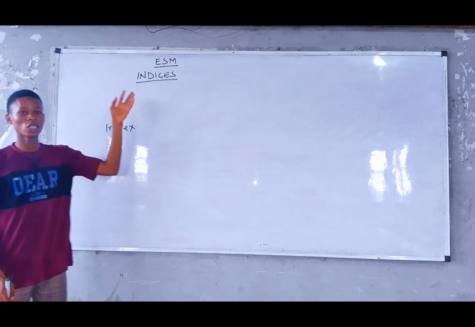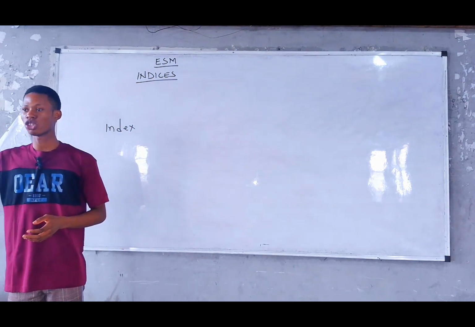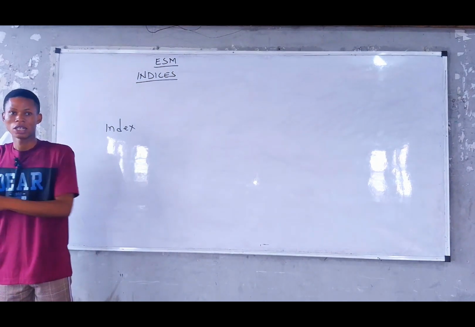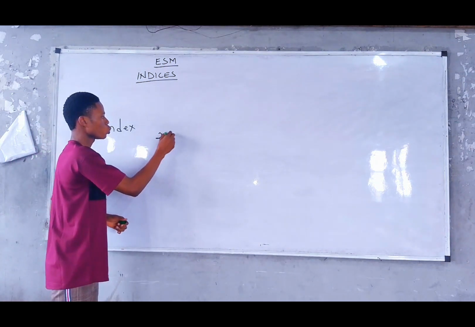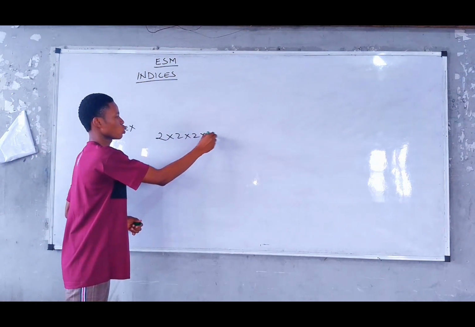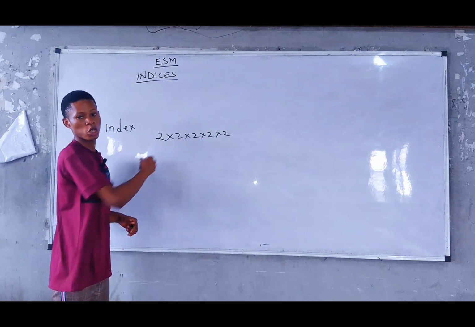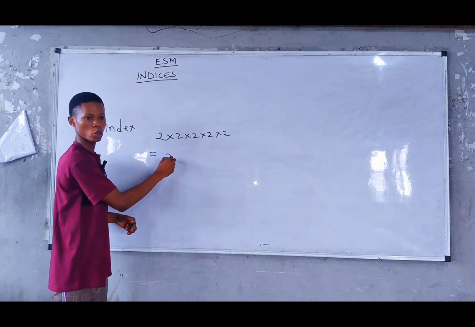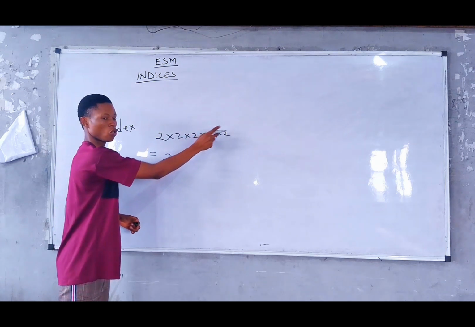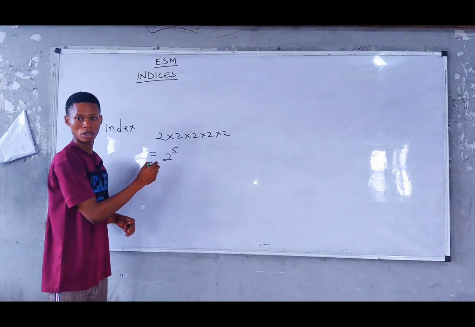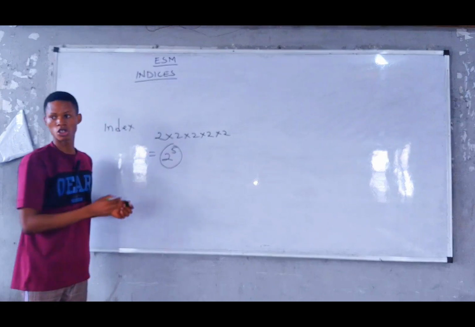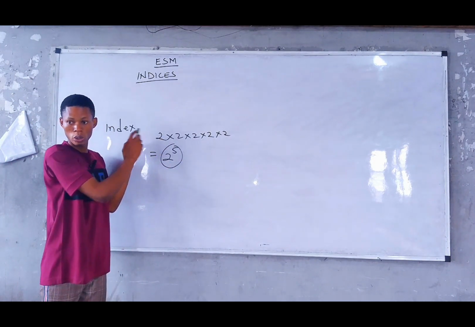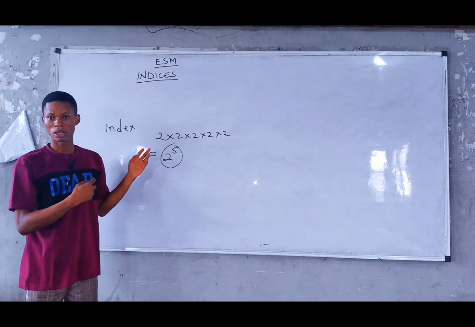Now, in indices, or when we talk about index notation, we're going to look at how you can shorten a group of numbers. For example, if you have something like this, 2 times 2 times 2 times 2 times 2. This is long, right? The simplest way of writing this is 2 raised to power how many? 2, 3, 4, 5. Raised to power 5, right? Now this is the index notation. So we are shortening the product of numbers. Do you get that? Are we together?